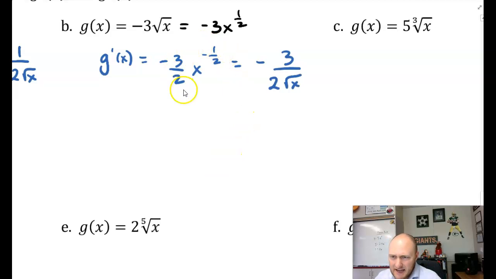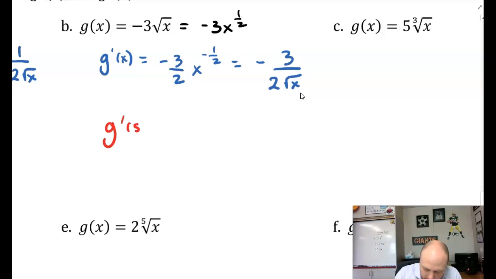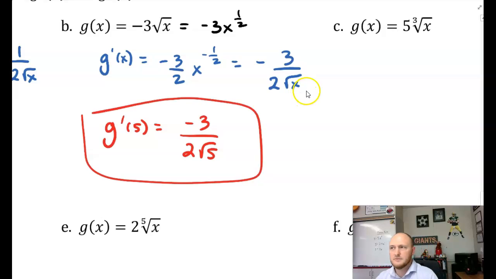Again, I take this negative 1/2 and move it down into the denominator. That's why it's with the 2 now in the denominator. Instead of writing 1/2, I write a square root of x. So there is that example, and now I need g prime of 5. So I'm going to compute negative 3 over 2 times the square root of 5, and we're done. Pretty simple, pretty straightforward.